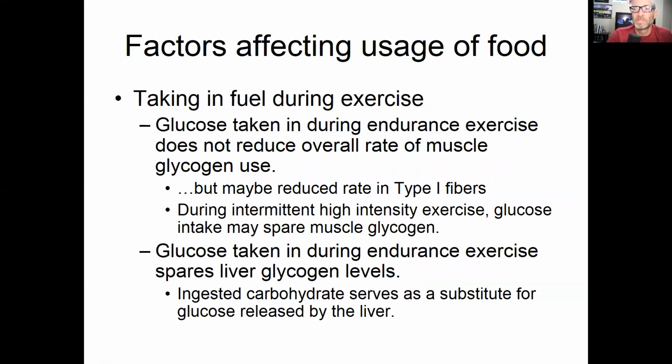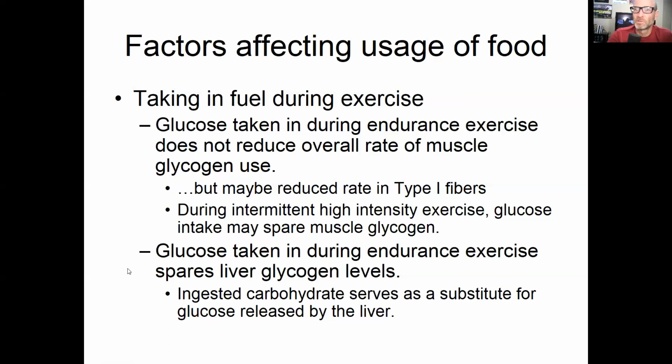Okay, this is important. Taking in fuel during exercise: glucose taken in during endurance exercise does not reduce overall rate of muscle glycogen use, but may reduce the rate in type 1 fiber, slow twitch. And during intermittent interval type high intensity exercise, glucose intake may spare muscle glycogen. So if you're going down to the track and you're going to do some intervals, take in some glucose. You're going to spare muscle glycogen.